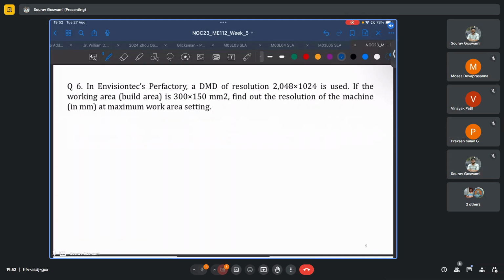Question 6, again, dealing with Perfactory. So, in Perfactory, a digital micromirror device of resolution 2048 into 1024 is used. If the working area or build area is 300 into 150 millimeters square, find out the resolution of the machine at maximum work area setting. So detailed calculations and derivations were covered in Professor Kapil's slides. I'll directly start from the formula.